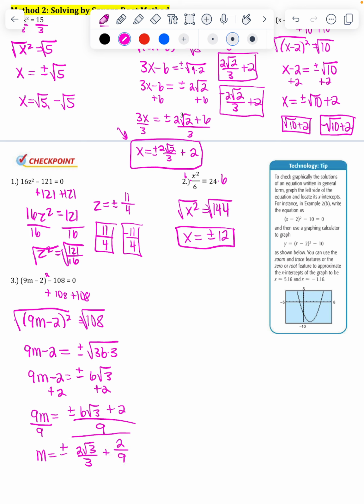So this crosses the x-axis at 2 spots. At positive 2 root 3 over 3 plus 2 ninths is one spot. And then also at negative 2 root 3 over 3 plus 2 ninths is the other spot.